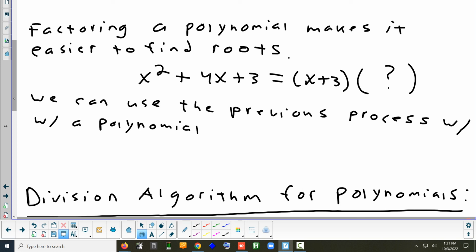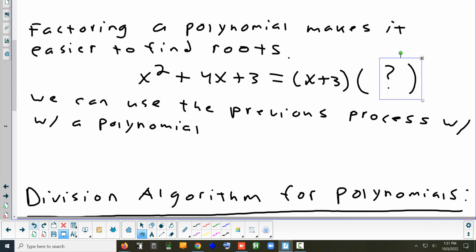If you're not sure how to find the other one, it's the same way you do it if I told you 12 is a factor. 12 is a number we want to factor. How do you get the other one? You divide. That gives you the other one. It would be the same thing here. If you divide x plus 3 into x squared plus 4x plus 3, you will get the question mark.